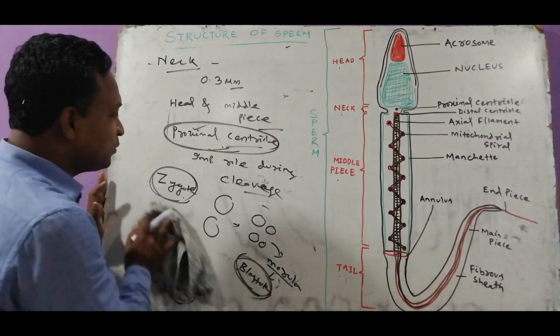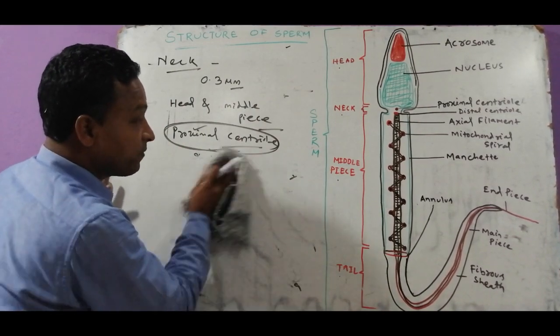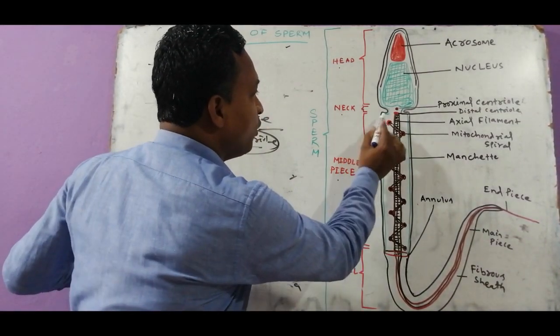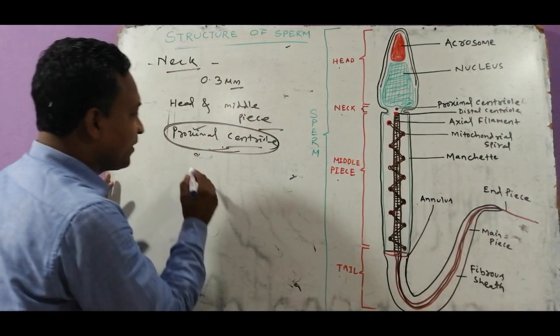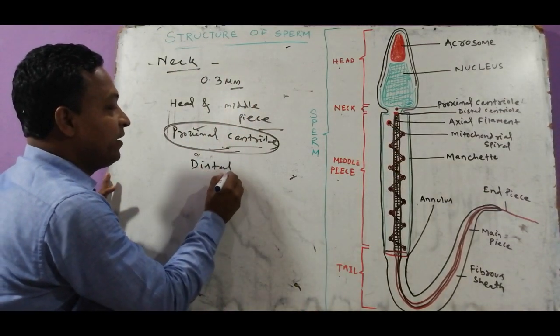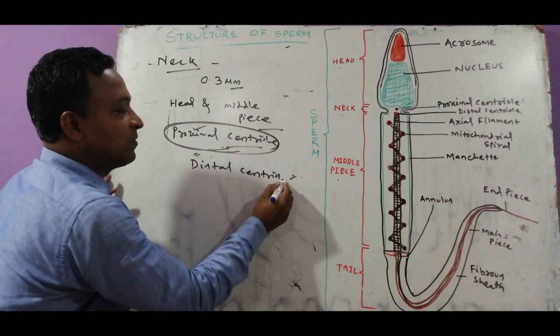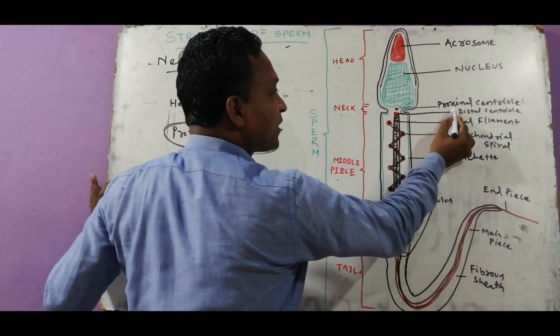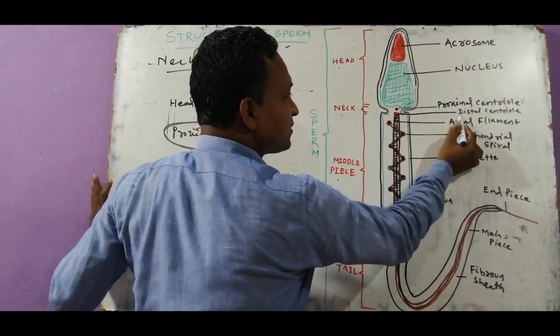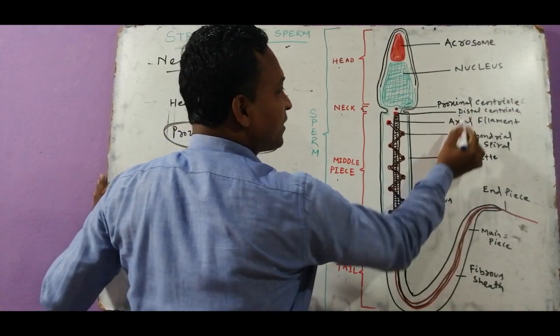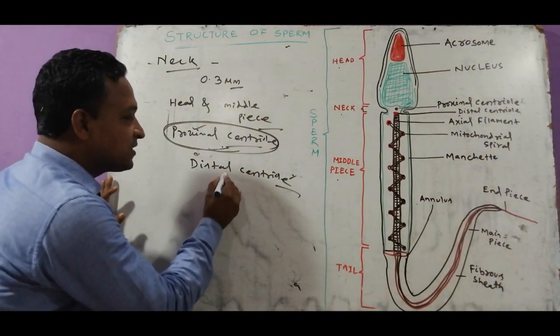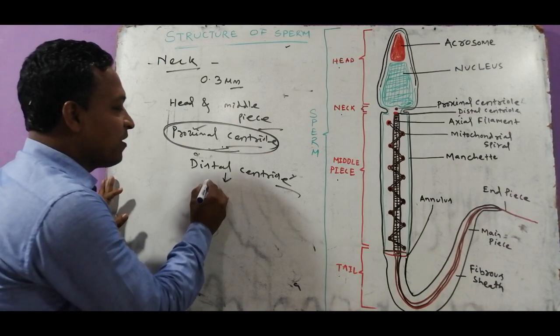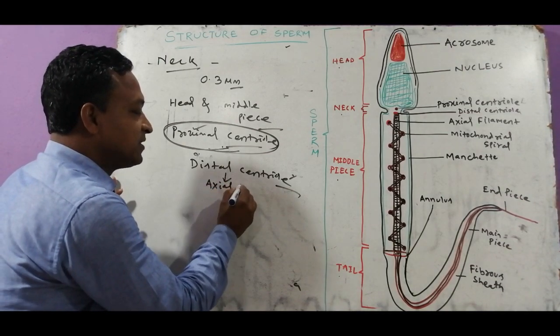Next, we are talking about the lower, last part of the neck, where the distal centriole is present. You can write down distal centriole. The distal centriole helps in the formation of which filament? The axial filament.